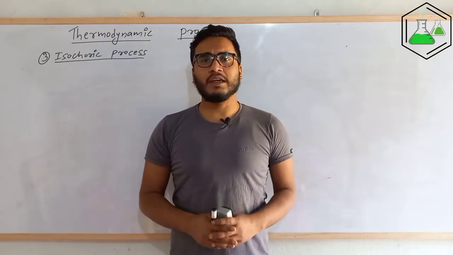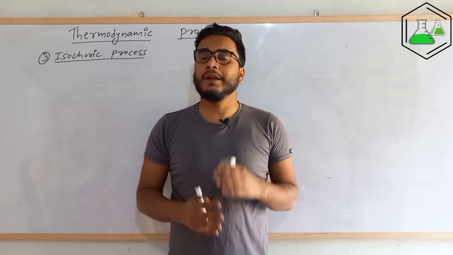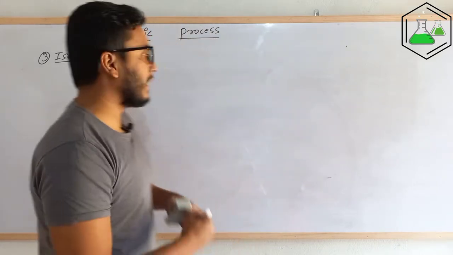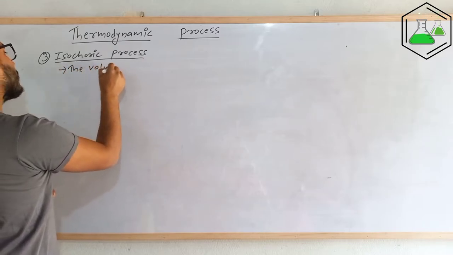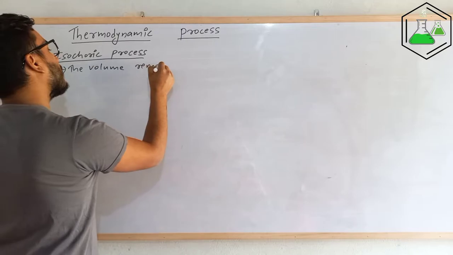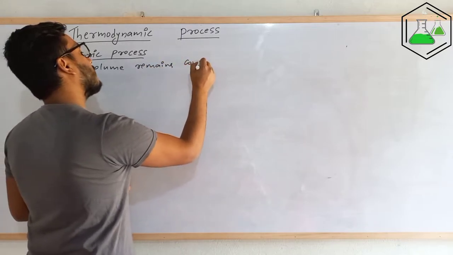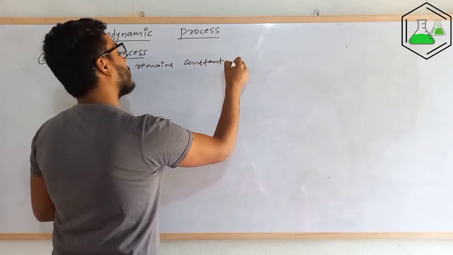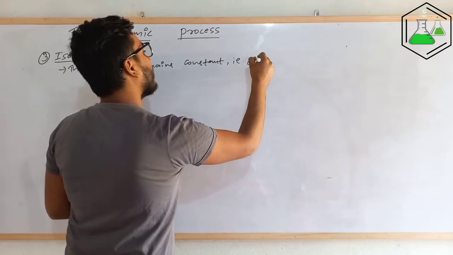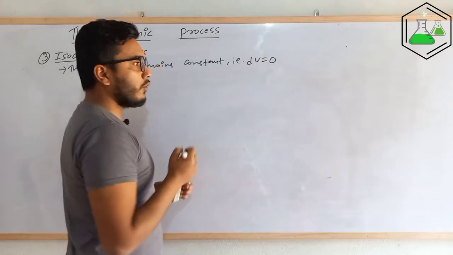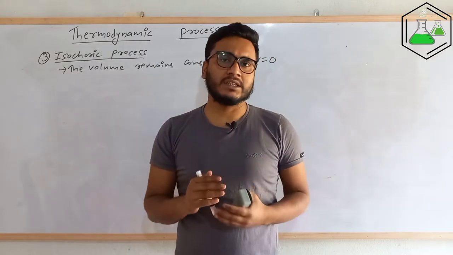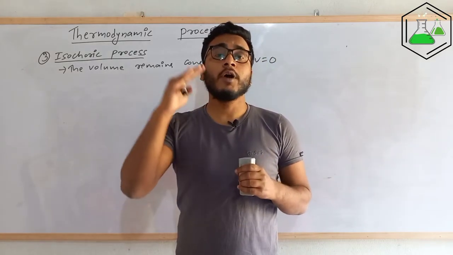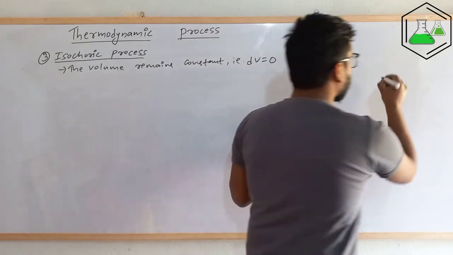In isochoric process, the volume of the system remains same. Let me write that. The volume remains constant, that is, dV will be equal to 0. And this type of process happens in a cylinder with fixed piston. The piston does not move up and down.